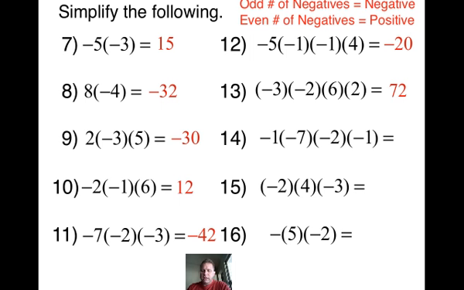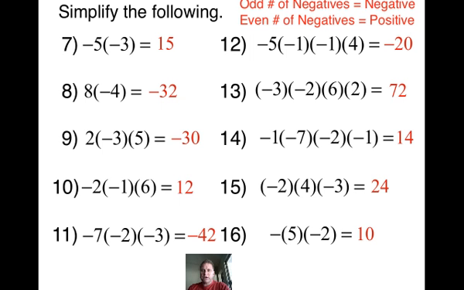Number 14. How many negatives? 1, 2, 3, 4 negatives. 4 is an even number, so that means my answer is going to be positive. And I'm basically just doing 7 times 2 here, which is 14. Number 15. How many negatives do you see? 2. So that's an even, so that means my answer is going to be positive. 2 times 4 is 8, times 3 is 24. I should have positive 24 there. How many negatives do you see? 2. Means I'm positive. 5 times 2 is 10.